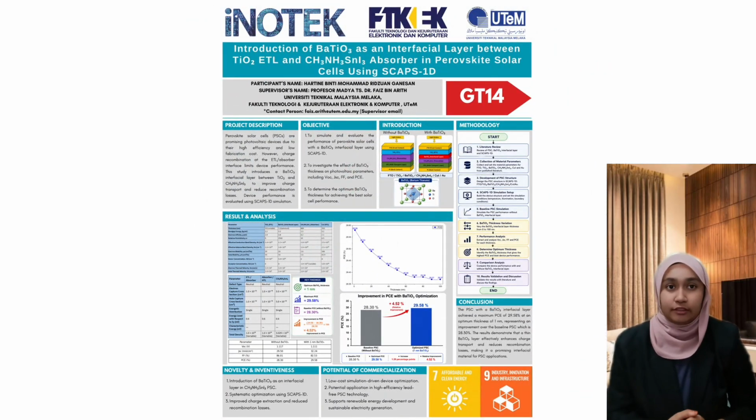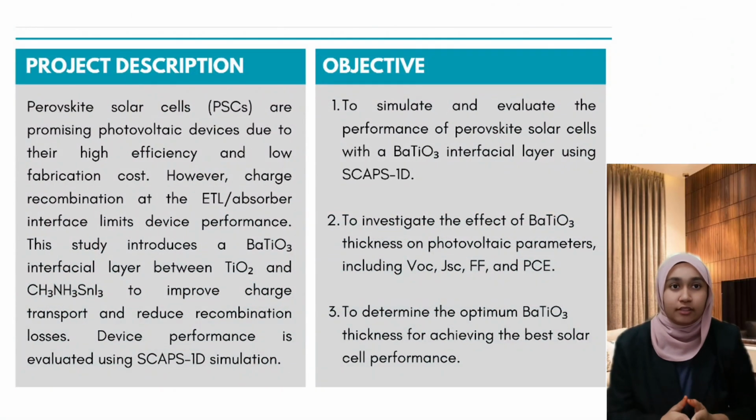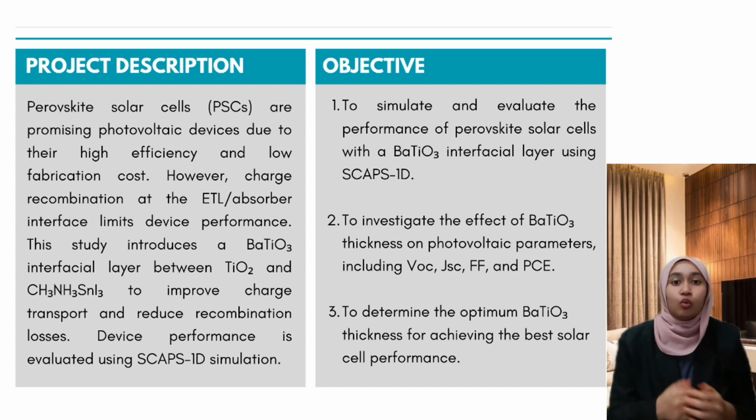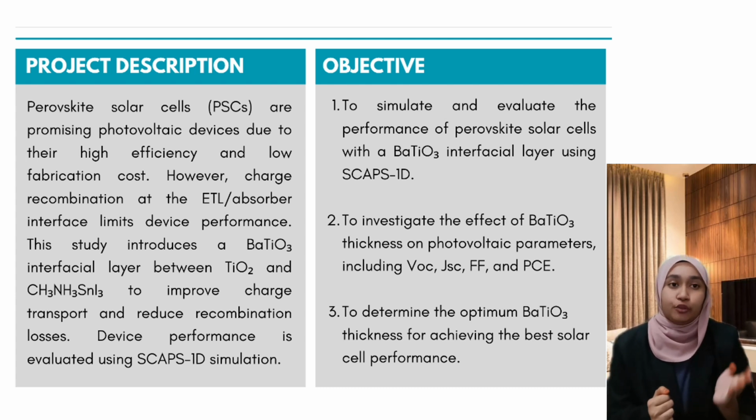Let's move to project description. So, perovskite solar cells have attracted significant attention because of their potential to achieve high efficiency at a lower production cost compared to conventional silicon solar cells. In this project, a tin-based perovskite absorber was selected because it is considered a lead-free alternative and it is more environmentally friendly. However, losses due to carrier recombination still limit the device performance.